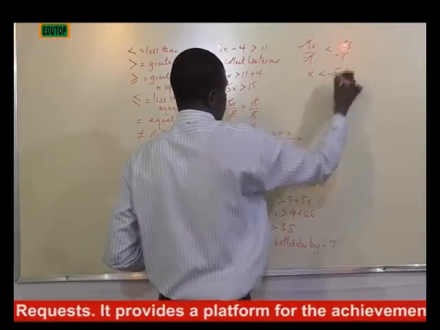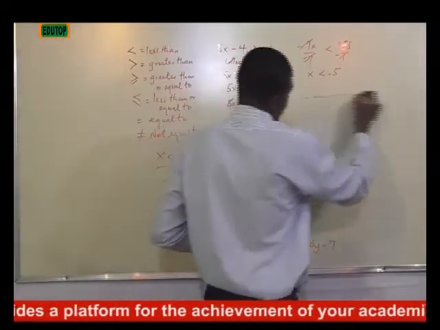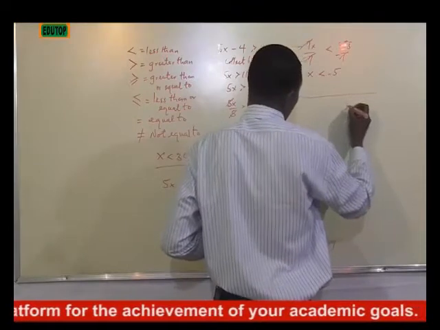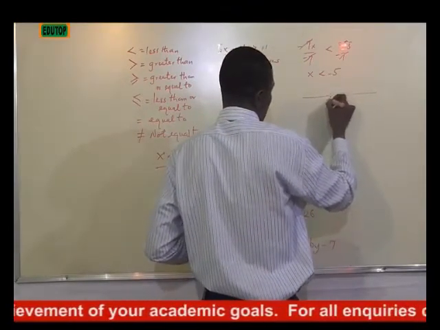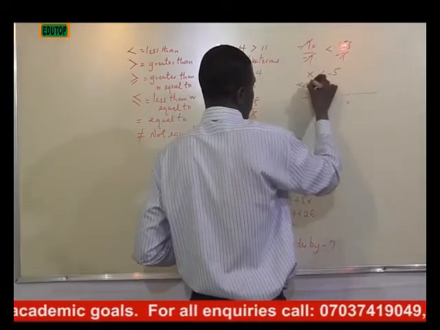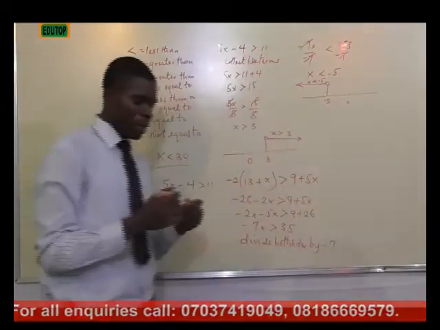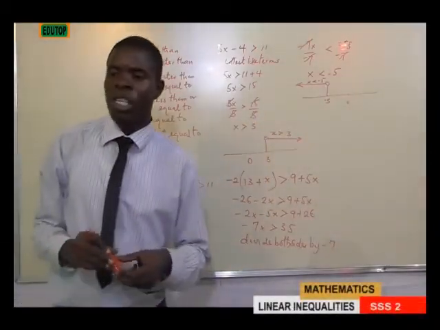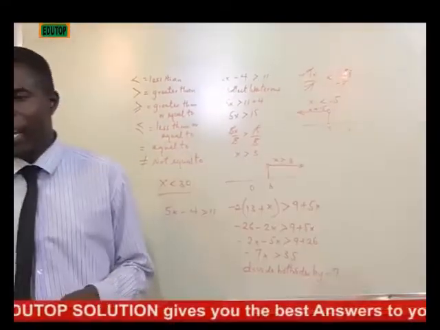That's minus 5. If you want to also represent this on the number line, let's say this is your point 0. Then let's say this is your minus 5. Point minus 5. Just take it up and you take it like this. So this is x less than minus 5. So that is the symbol representation on the number line. Let's see the next example.